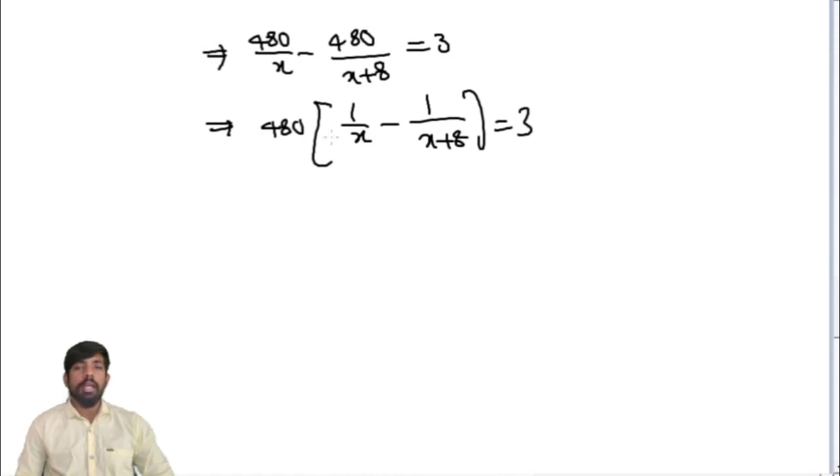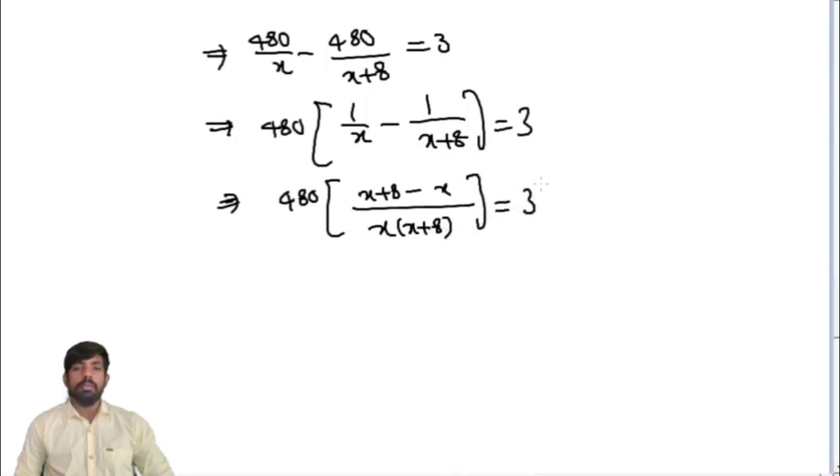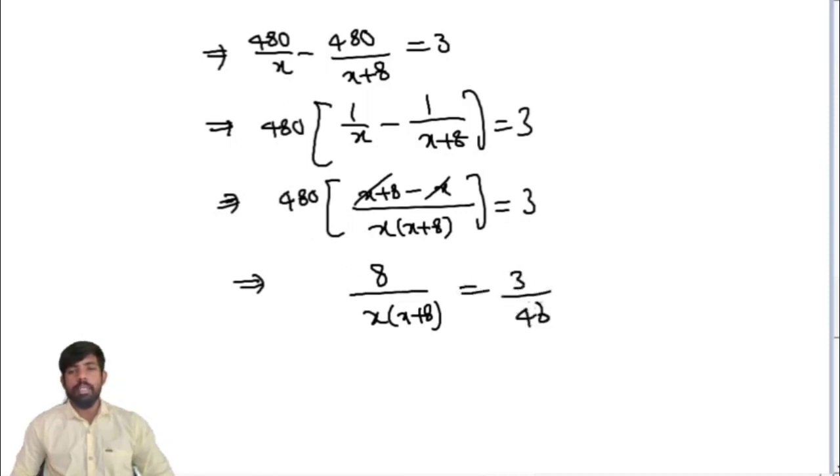Now take the LCM: 480 into x plus 8 minus x, by x into x plus 8, equals 3. Then x minus x cancels, leaving 8 by x into x plus 8. Sending 480 to the right-hand side it becomes division: 3 ones are 3, 3 sixes are 18, so 160.